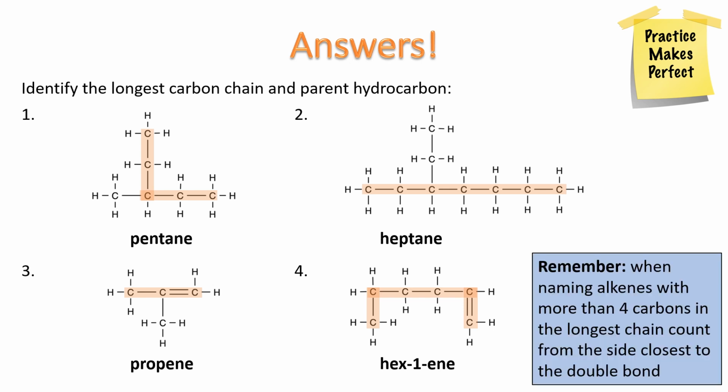And what we remind ourselves is that when we name alkenes with more than 4 carbons in the longest chain, you have to count from the side closest to the double bond. So if you look at number 4, the double bond is over at the right hand side, so we would start counting from that carbon on the right hand side.